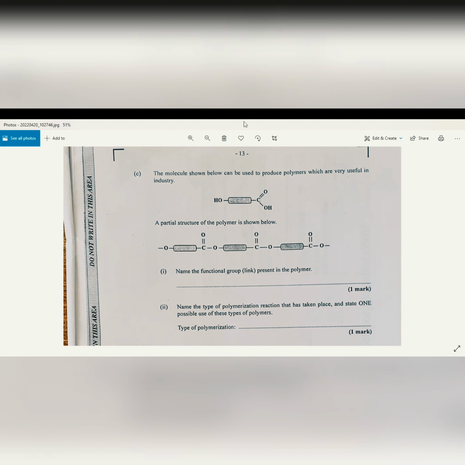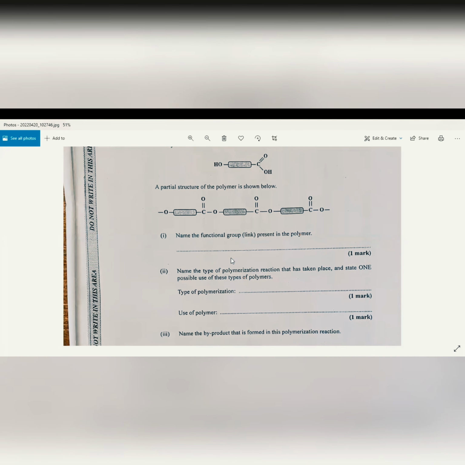So you're looking for some special group, a functional group that's present here, and there it is right there. And what is this? This is an ester link. So our polymer here is an ester. All right. Now it says name the type of polymerization reaction that has taken place and state one possible use of these types of polymers. So the type of polymerization is actually condensation polymerization. Okay, and so that's condensation polymerization.